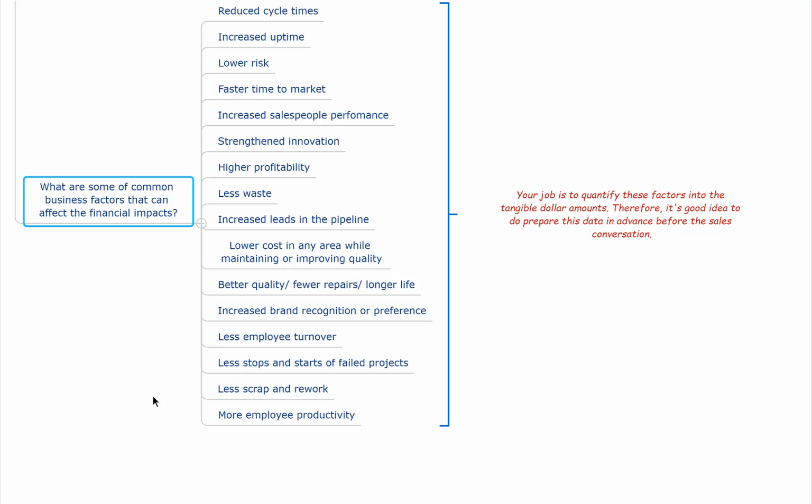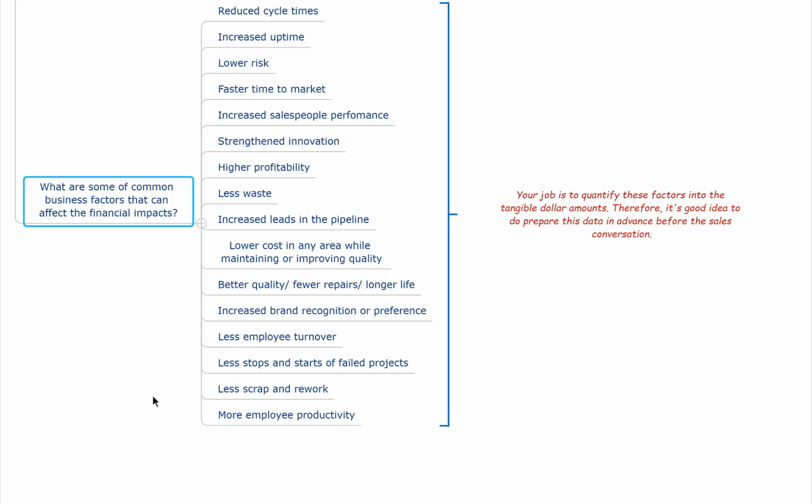strengthened innovation, higher profitability, less waste, increased leads in the pipeline, lower cost in any area while maintaining or improving quality, better quality, fewer repairs, longer life in general, increased brand recognition or preference, less employee turnover, fewer stops and starts of failed projects, less scrap and rework, and finally, more employee productivity.